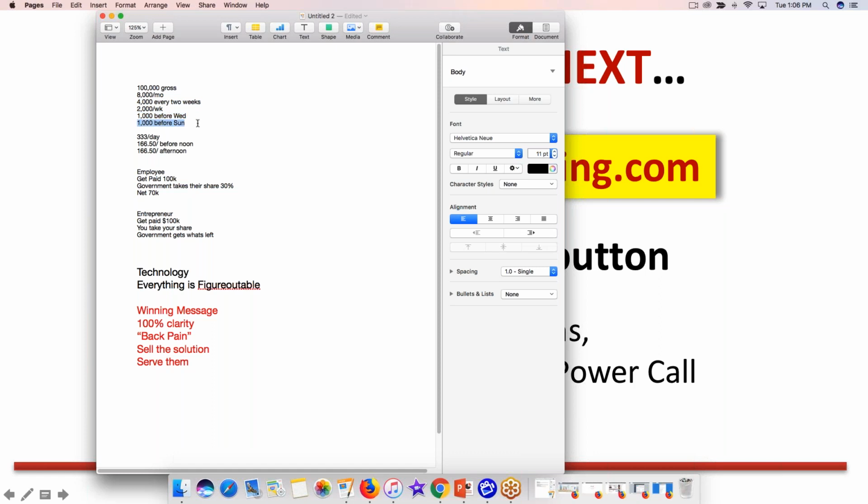So when you start breaking it down, it's $333 a day, $166.50 before noon, $166 after noon. But here's the real key that a lot of people seem to miss. If an employee who works for somebody else gets paid $100,000, the government's going to take their share, let's just say 30%. So the employee is going to net 70K before they pay their health insurance and all that stuff. The entrepreneur is going to get paid 100 grand.